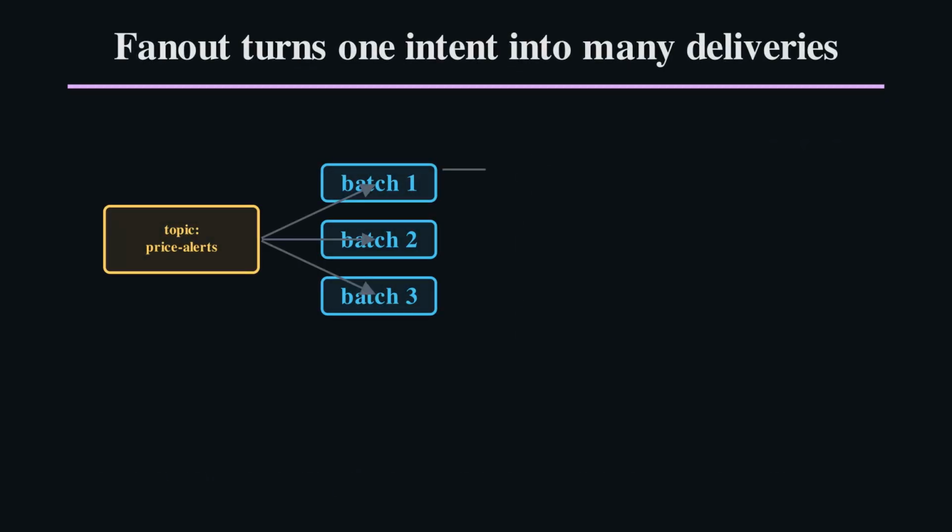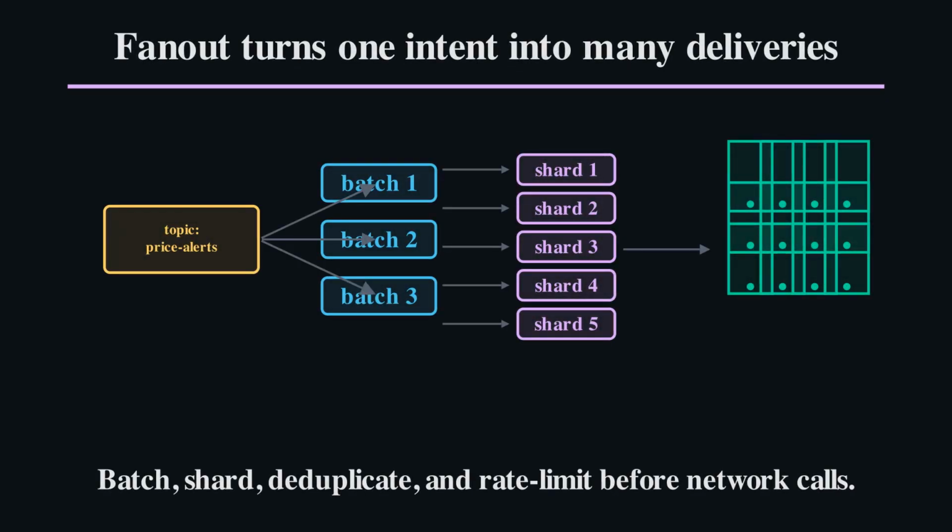Fanout is where scale appears. For a direct message, the recipient list is small. For a topic or broadcast, one logical message can become millions of deliveries. You normally fan out in batches, shard by user or topic, deduplicate device tokens, and enforce rate limits. The best optimization is often to avoid fanout when the message can be fetched lazily after a lightweight signal. For very large audiences, you also need fairness between campaigns, so one broadcast does not starve urgent one-to-one messages.